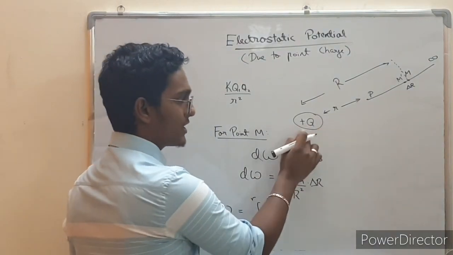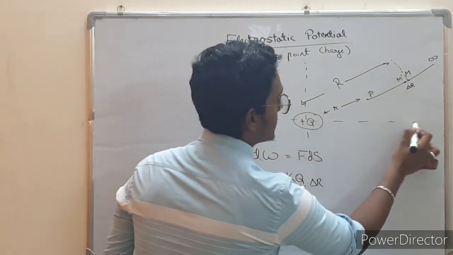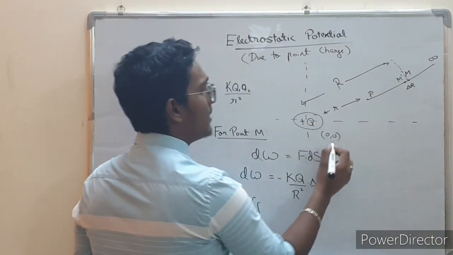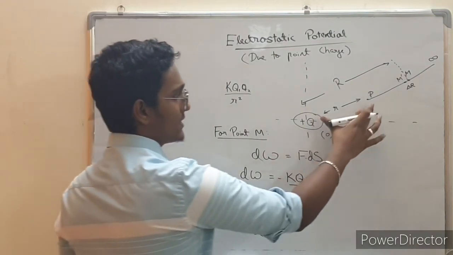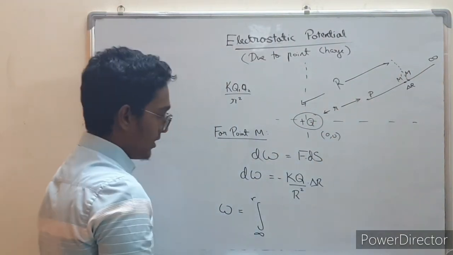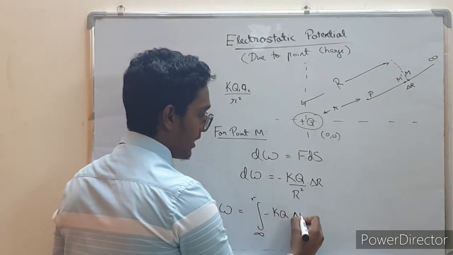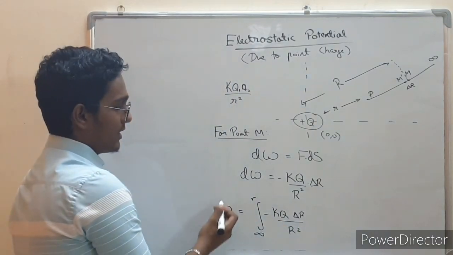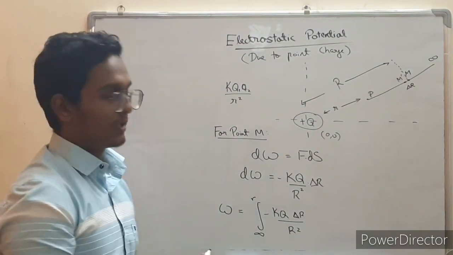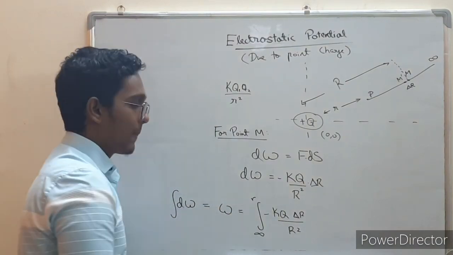We are looking at it with respect to this. Consider this to be the origin, that is, it's located at 0, 0. Everything is with respect to this positive charge q. So this distance is r and that is infinity. So infinity to r of minus kq delta r by r square. This is work done because integral of dw is w. I'll write it over here. Integral of dw equals w.